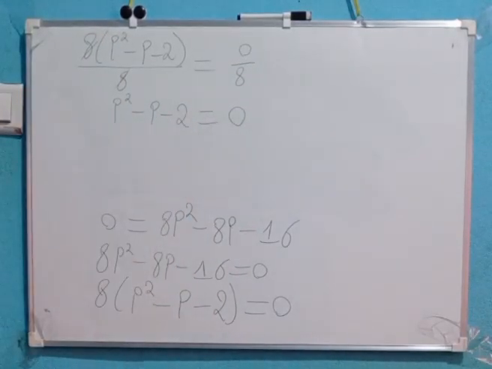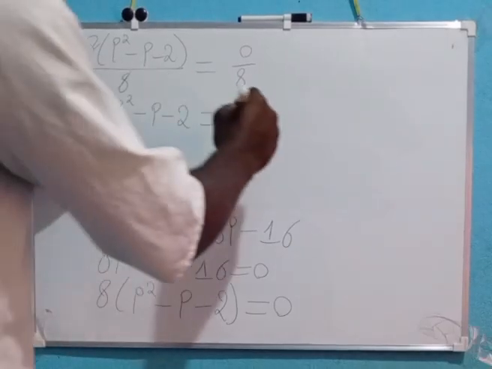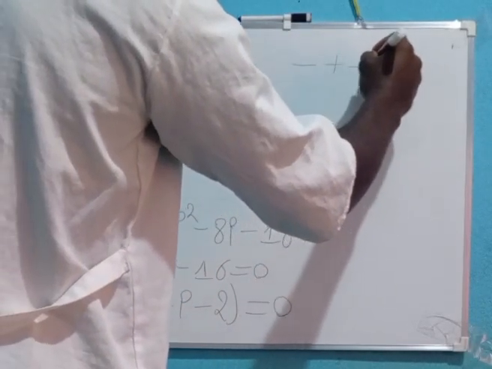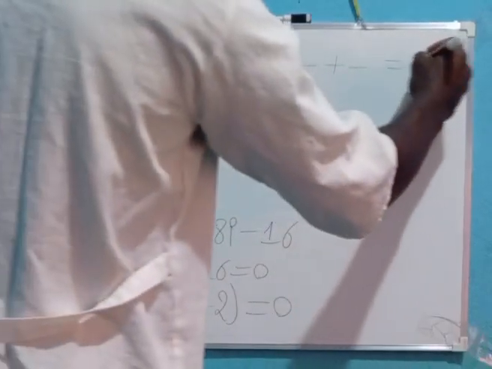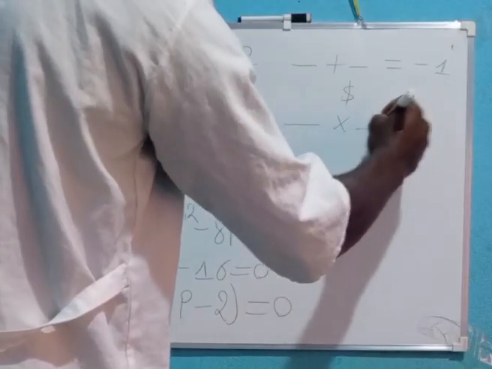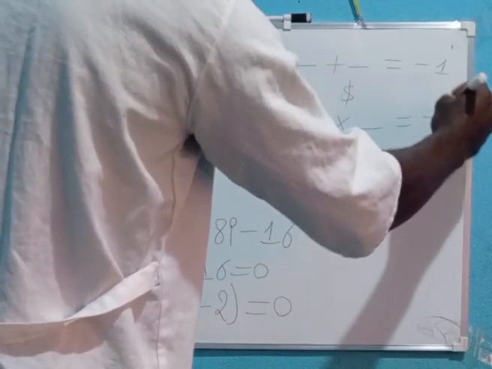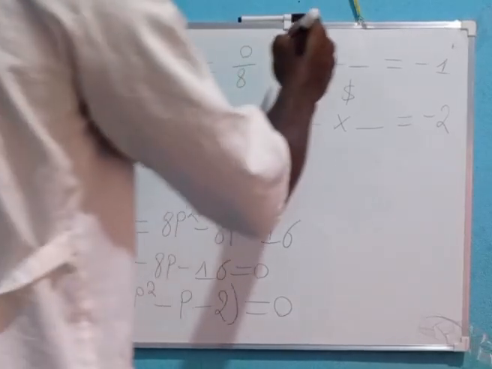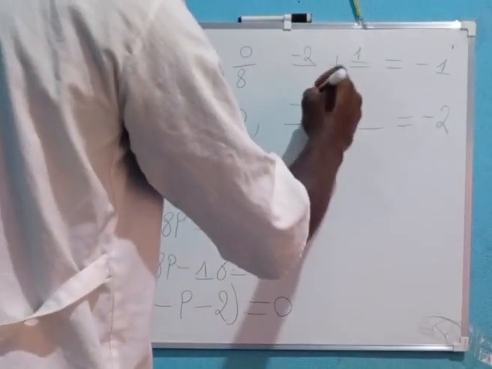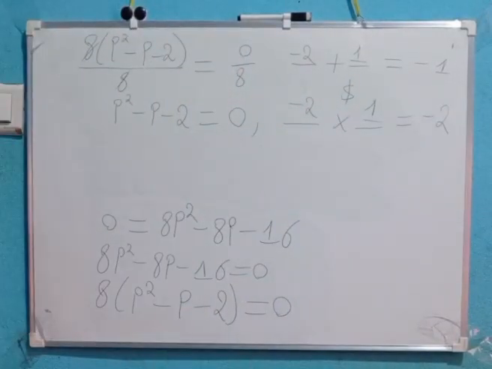This is a quadratic equation which we have to solve for p. For us to solve this quadratic equation, we can solve it by factorization method. We need to start by finding two numbers such that their sum is equal to negative 1 and their product is equal to negative 2. If we make use of negative 2 and 1, negative 2 plus 1 gives us negative 1. Negative 2 times 1 is negative 2.